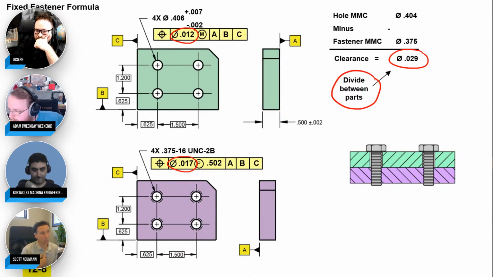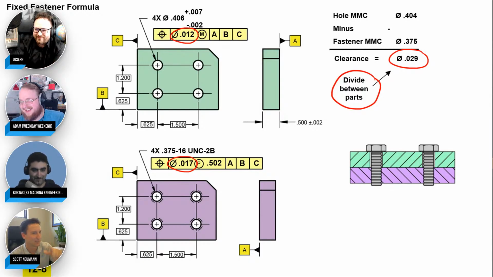If I was making one of the parts and Costas was making the other, I would give myself 28 and he would get one. But he's much better at manufacturing than I am, so that's why I need it. But yeah, you can split it any way you like on these.